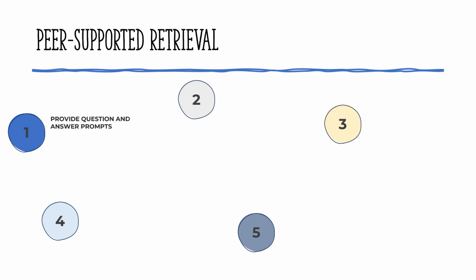So within peer supported retrieval, we've got 5 steps that we would look to implement to make this as successful as possible. So initially we need to provide question and answer prompts for our students. So we need to teach the students how to ask each other questions by modelling them as explicitly as possible. The use of a question matrix might be useful here so that students can see how to structure questions to make sure that they are as effective as possible.